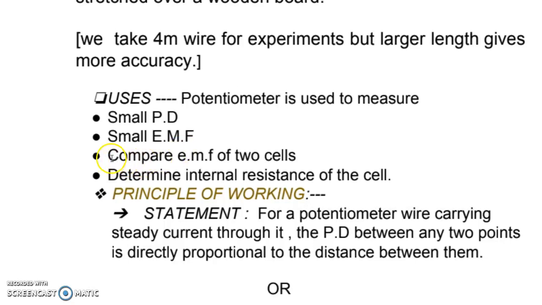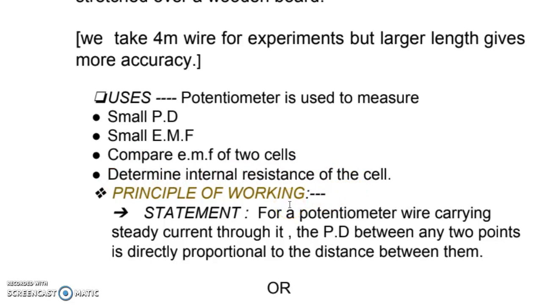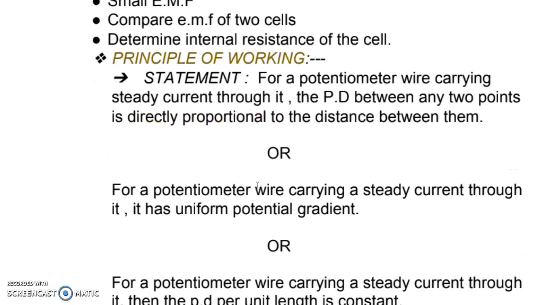If you have two cells, you can even compare what is the EMF of those cells, and most important, one more application is that you can measure what is the internal resistance of a cell by using potentiometer. We'll first of all understand what is the principle of working of potentiometer.